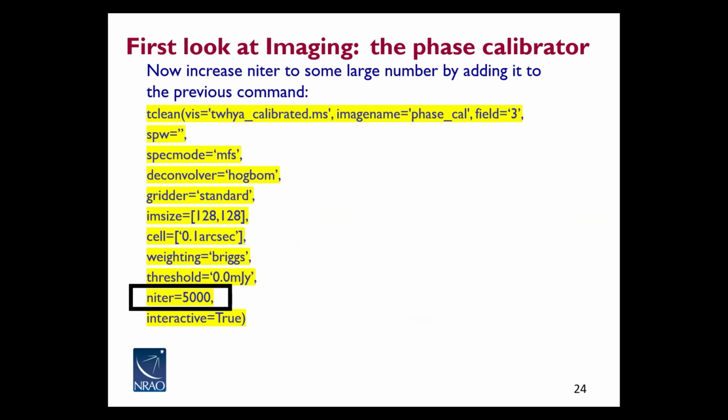So let's do this. Just copy and paste the tclean command with niter equal 5,000.